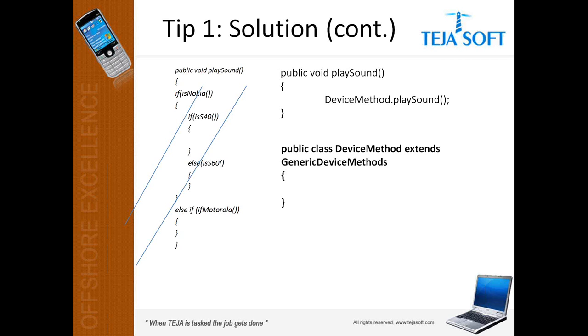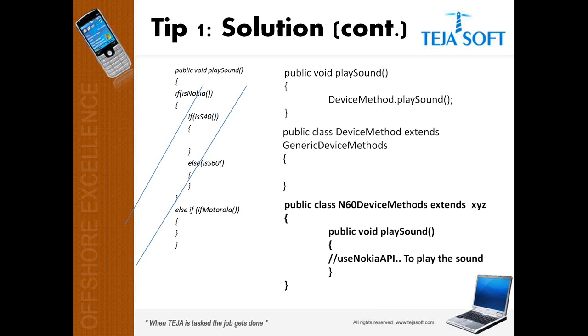Generic device method is a super class which generically implements device method. That's why you don't see any method called play sound implemented. So device method is a wrapper to generic device method. Now if somebody wants to have it for Nokia, what is required? An N60 device. So you can implement N60 device, extend some XYZ, and you say play sound. So now if somebody wants to build it for N60 device, device method is there with play sound, and for generic device it should call generic device method's play sound. For N60 device it should call N60 device method's play sound.